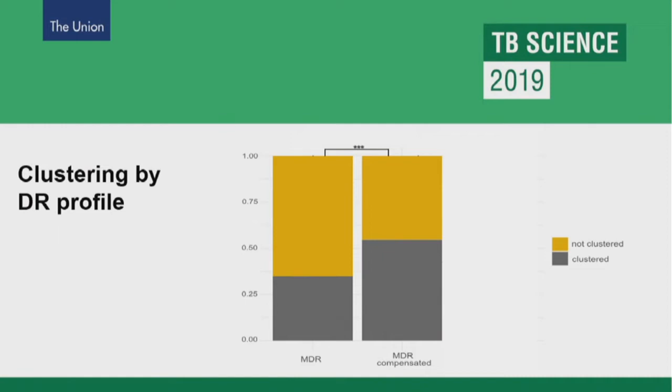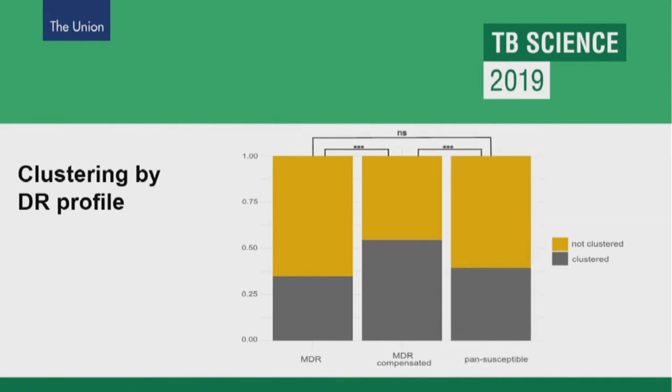Now, what we hadn't expected, well, I definitely didn't expect: pan-susceptibles. A priori, no difference with MDR, and the compensated MDRs are essentially superbugs. That's what we'd interpret from this. But, of course, I just referred to the fact that we have these very big lineage differences, so we had to look at this stratified by lineage.